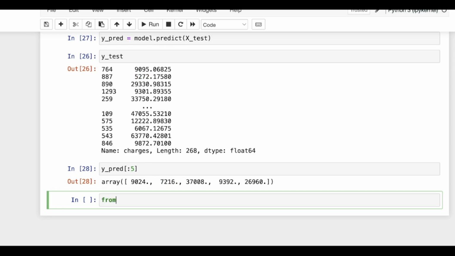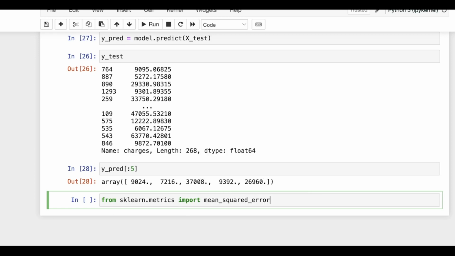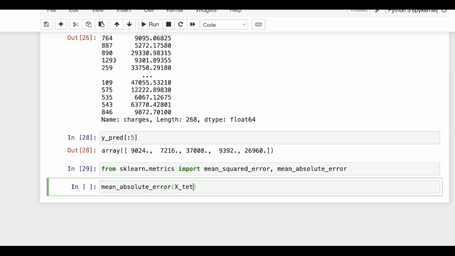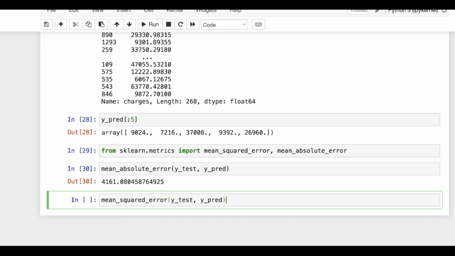Now let's evaluate the model. So we'll import mean squared error as well as mean absolute error. We'll pass the actual values and the predicted values. This is our mean absolute error. Let's do the same for mean squared error. This is our mean squared error.